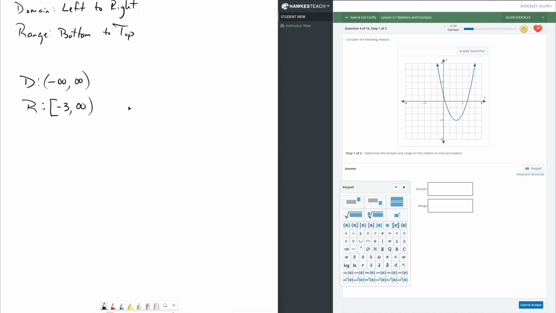Now the fun part, typing it in. So for domain, we're going to use a set of parentheses, and we're going to say -infinity, comma, infinity. And for the range, because we have a bracket and a parenthesis, we'll use this one. And we will say -3, comma, infinity.